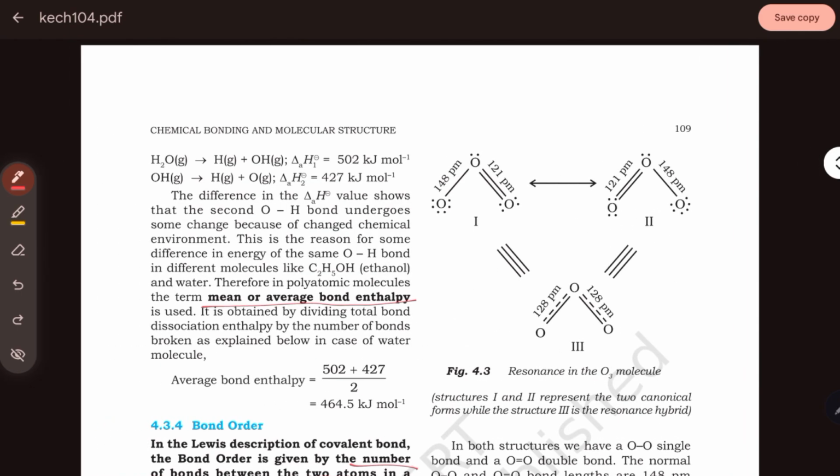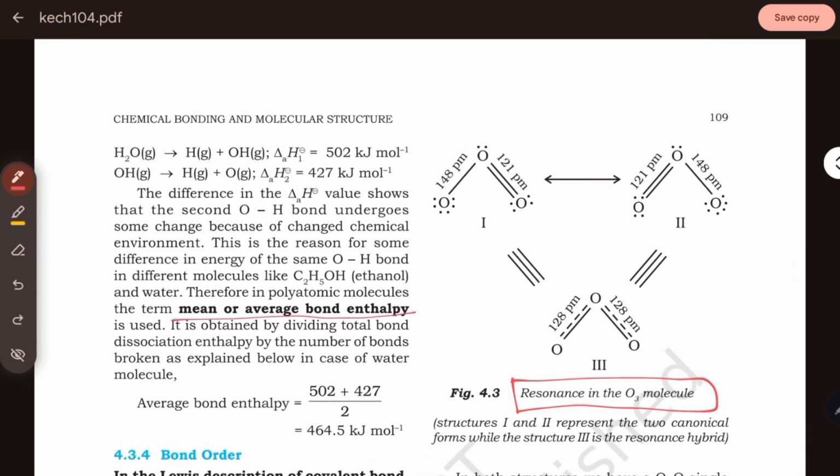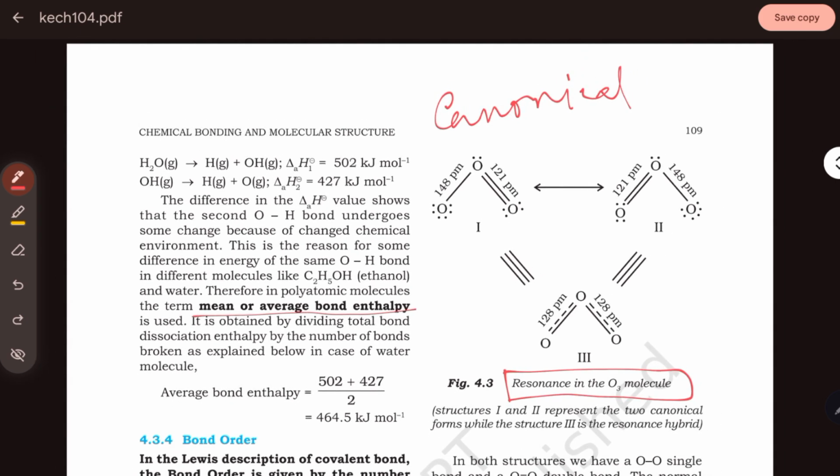And I have already told you about resonating forms; regarding resonance we will discuss again. That is, if we have a molecule that can be represented by more than one structure, then each structure is known as a canonical form or resonating form. Each canonical form has different energy and different stability. Understand that if the stability of one particular canonical form is greater, then its energy is lower. That is the concept of resonance.